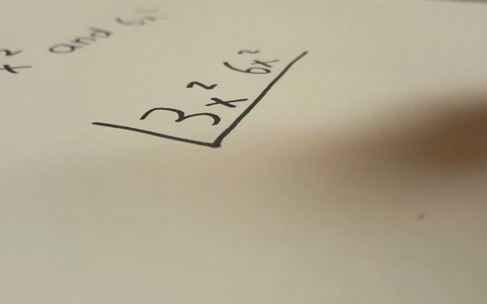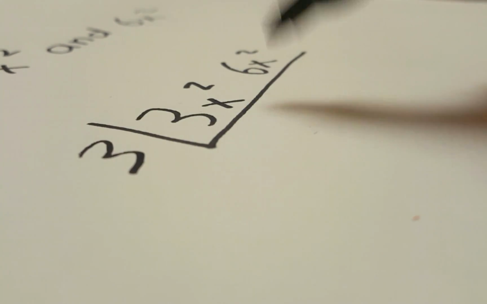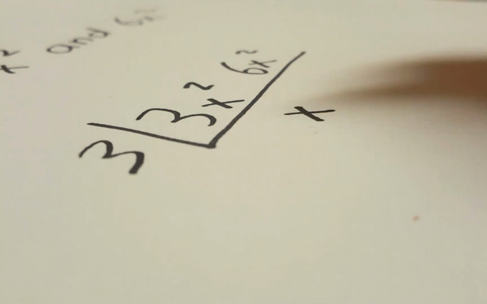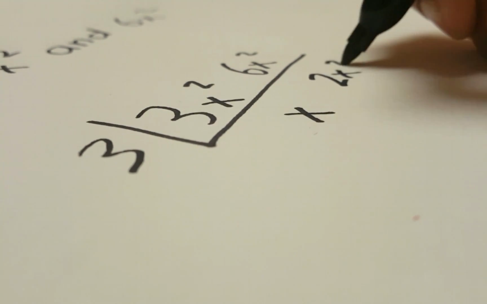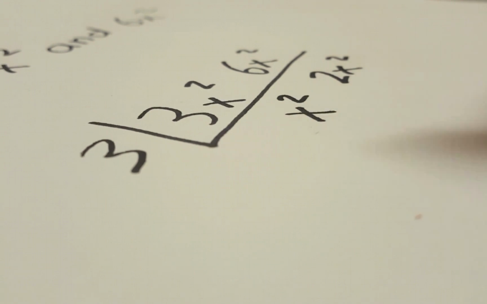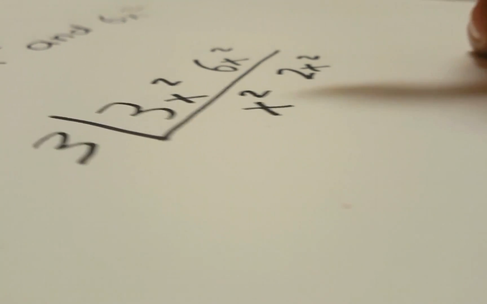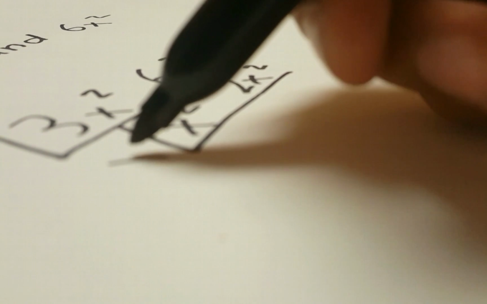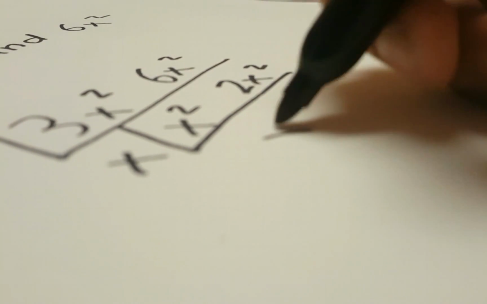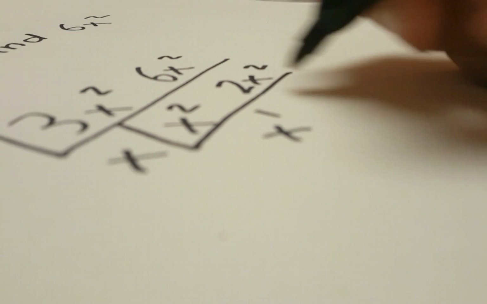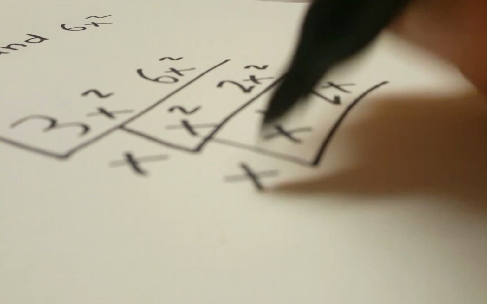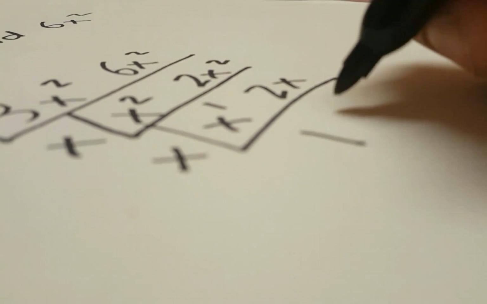The first number I would put is 3. 3x squared divided by 3 is x squared, and 6x squared divided by 3 is 2x squared. Then a number that can divide both of these is x. Divided by x takes away the first exponent, so x squared becomes x, and we have x and 2x. Then you can divide by x again. So now it's just 1 and 2.